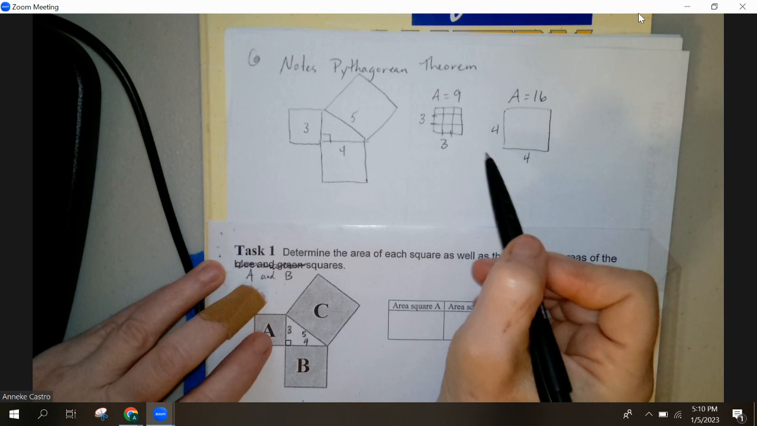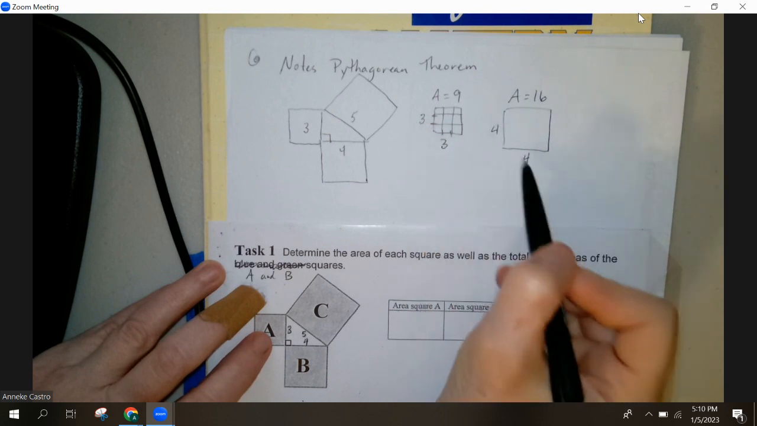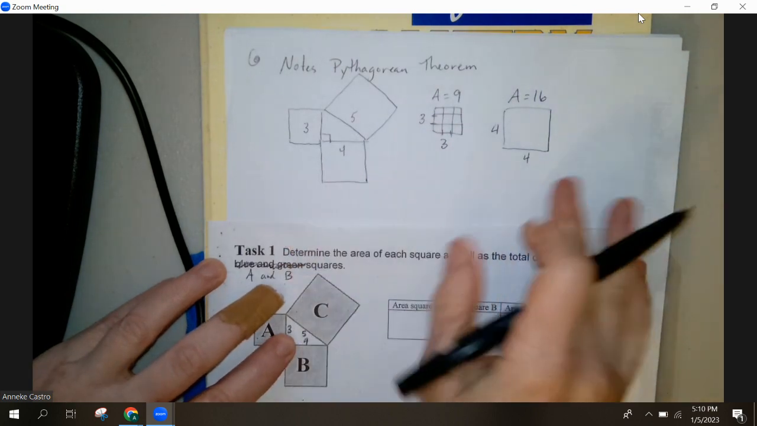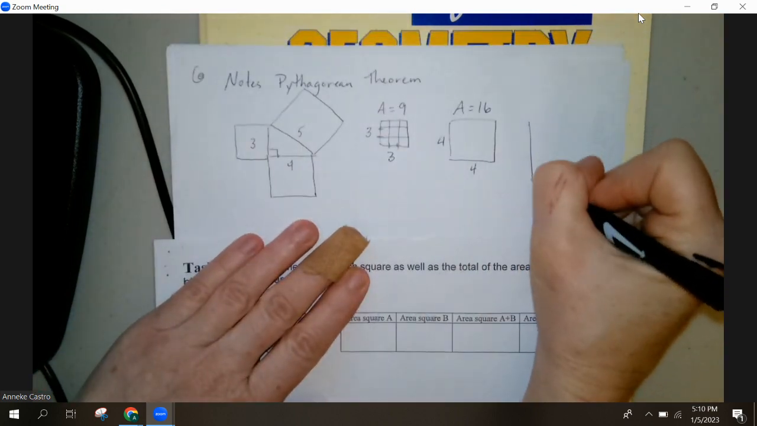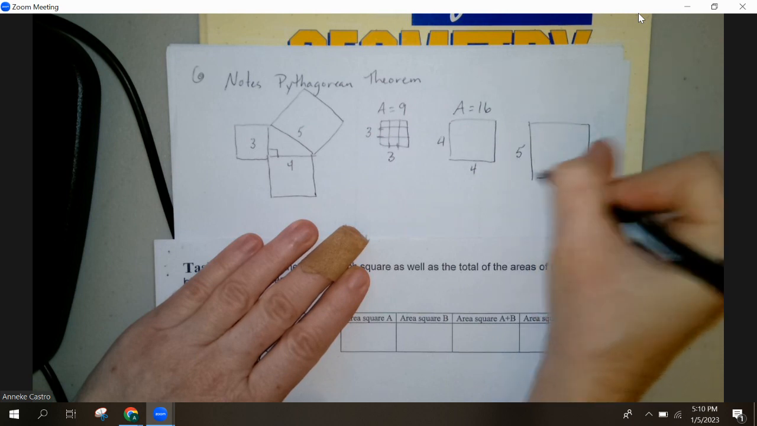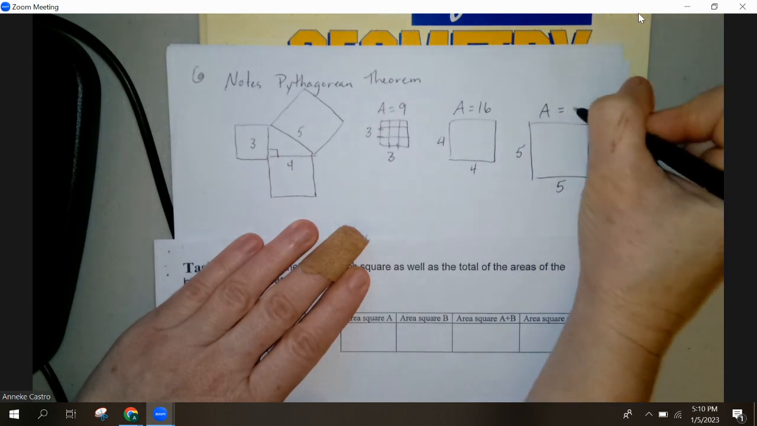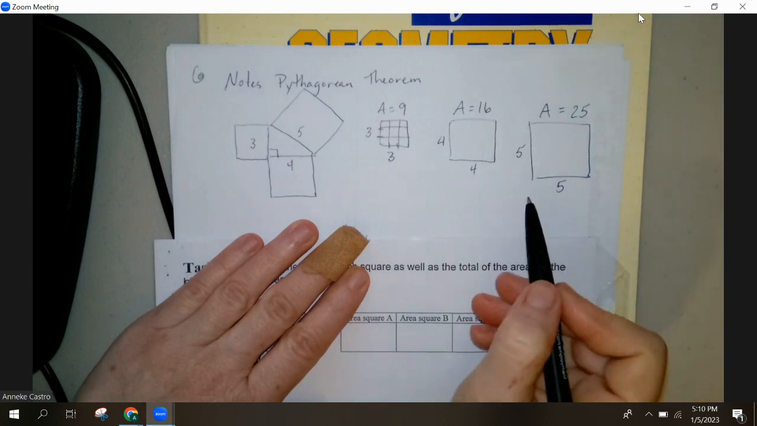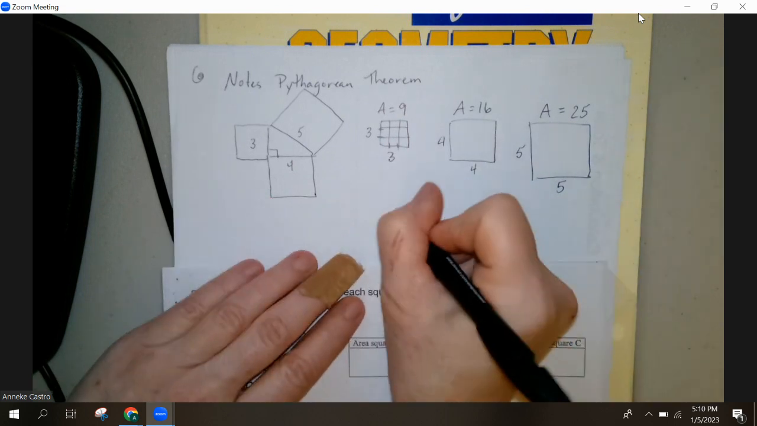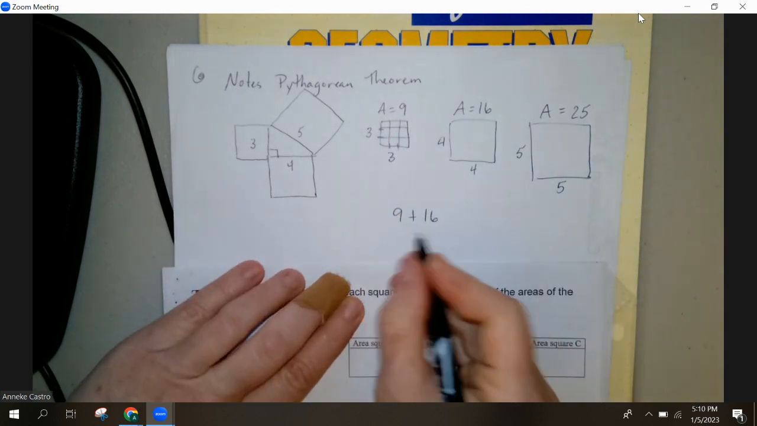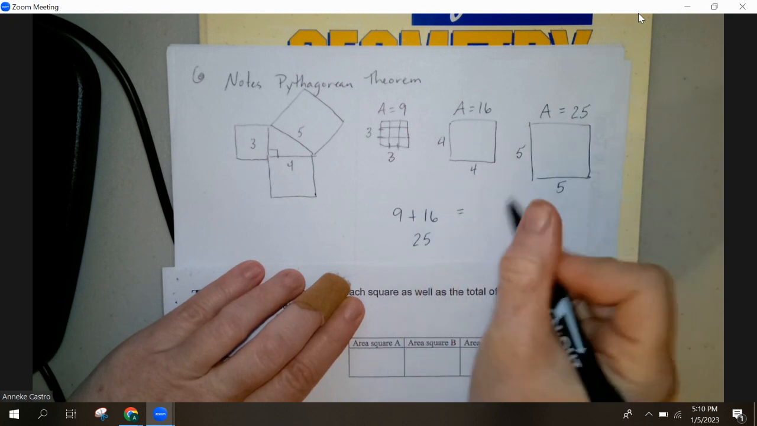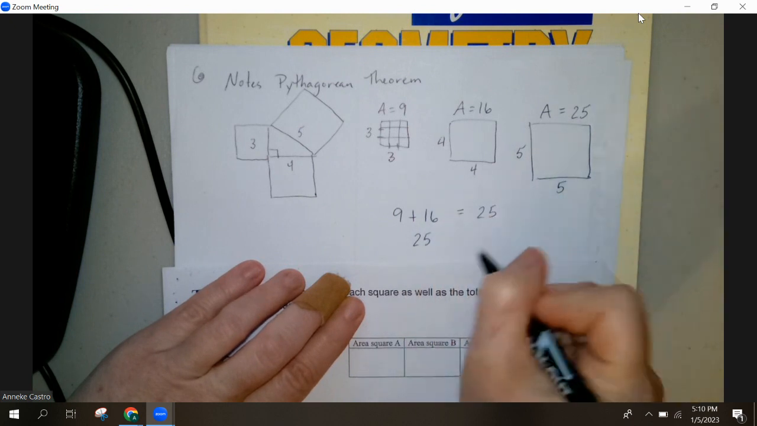So the fast way of getting that answer is just multiply the sides together. 4 times 4 is 16. 3 times 3 is 9. Okay, and then the third square is a 5 by 5. And if we multiply those together, we get the area is 25. So if we add this area plus this area, 9 plus 16, that's 25. And notice that's the same thing as the area of the big square.